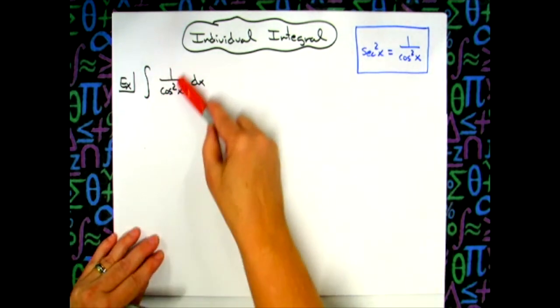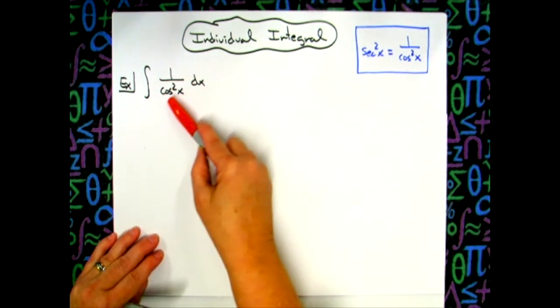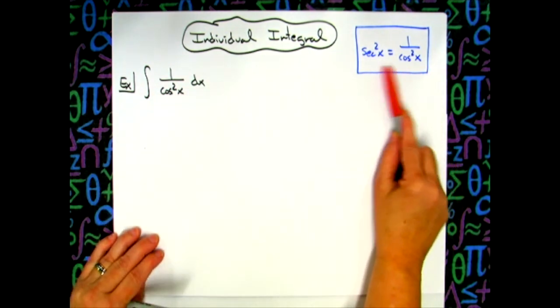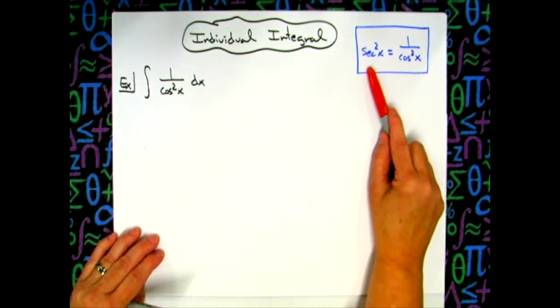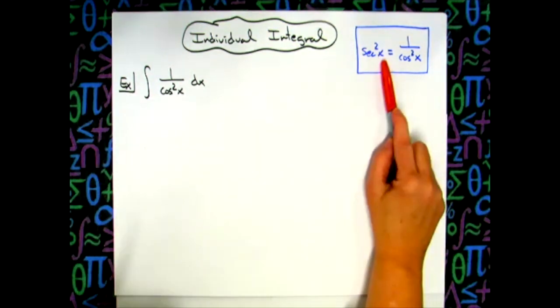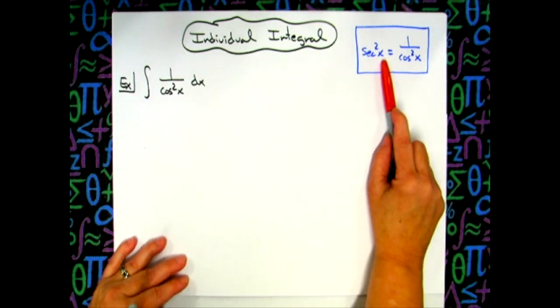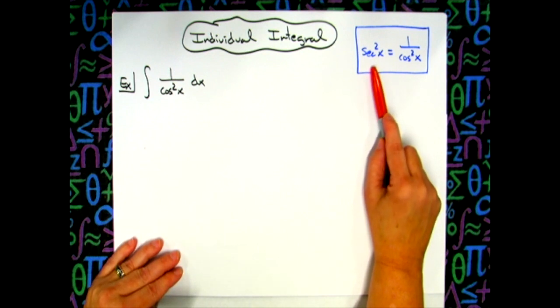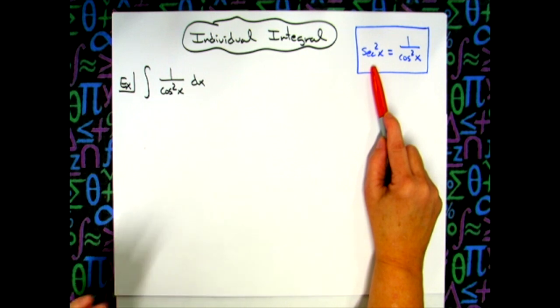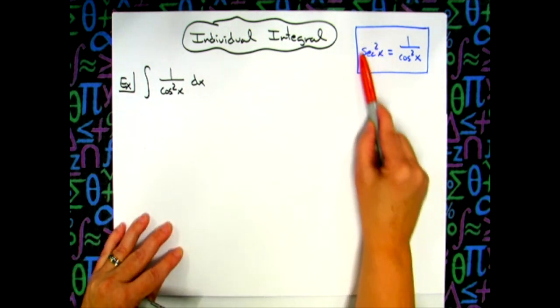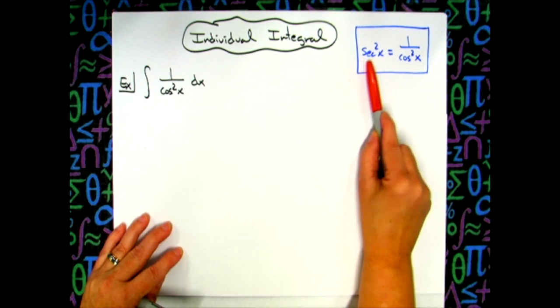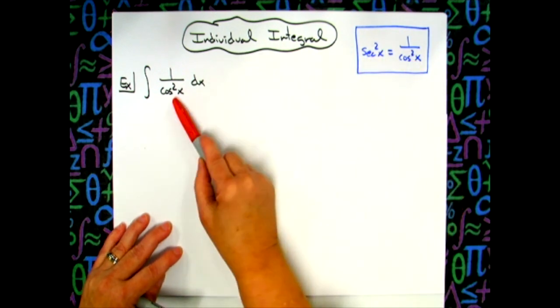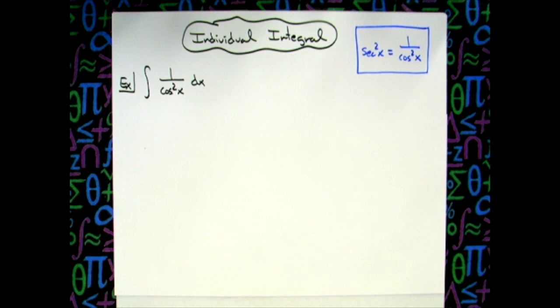All right, recognizing that 1 over that cosine x quantity squared is a reciprocal identity and is equivalent to secant squared x, then hopefully that's going to lead you to thinking, okay, is there something that I know when I take the derivative of it, I get a secant squared x? So letting u be tangent will get us this derivative, in which case we can make a substitution, and then we're going to be able to cross things out and everything will work nicely.